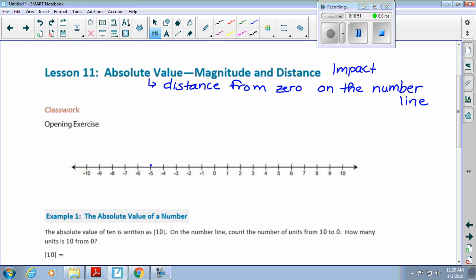Who can tell me how far away that is from 0? Just what's the distance? Riley? 5. 5 away, right? So you just found the absolute value of -5.